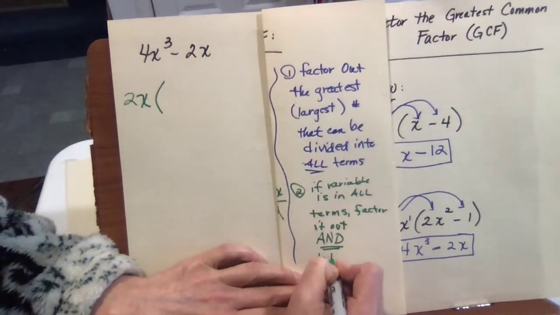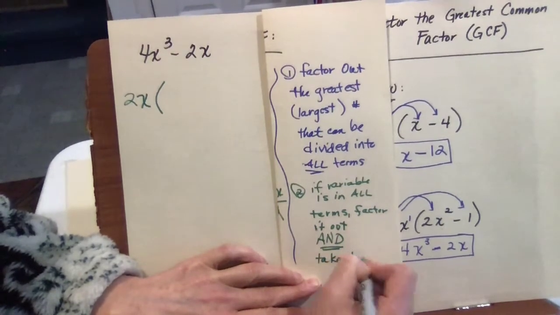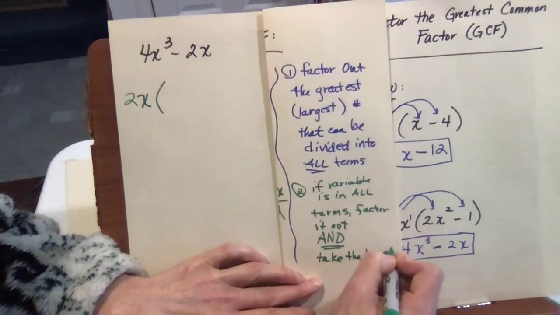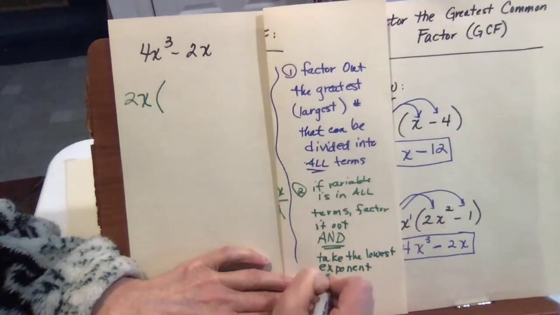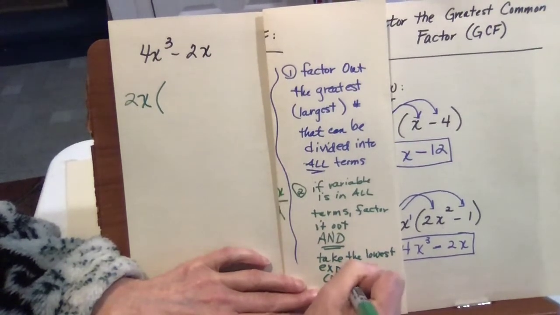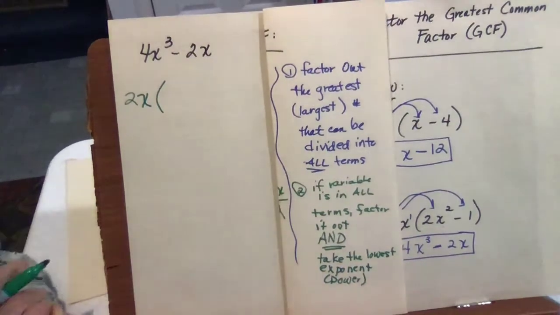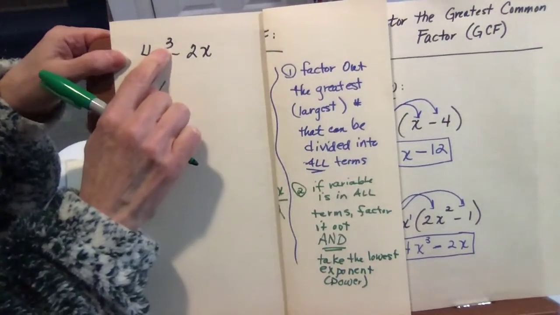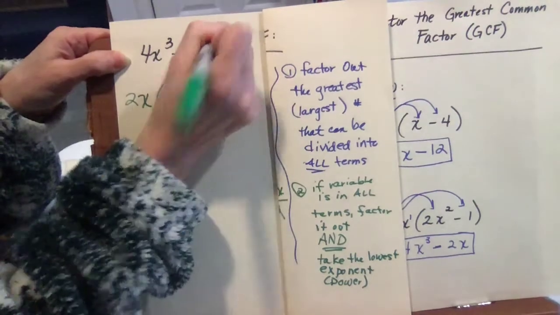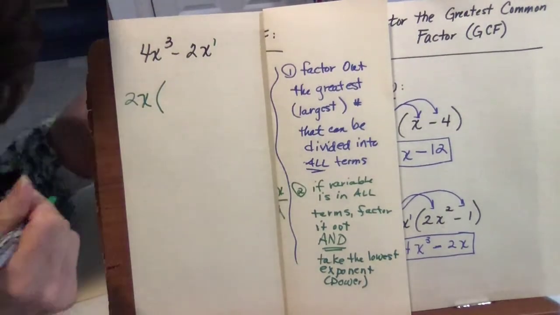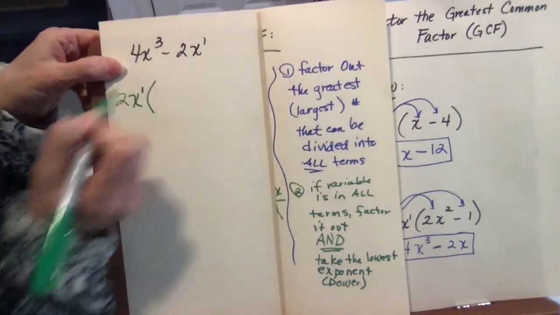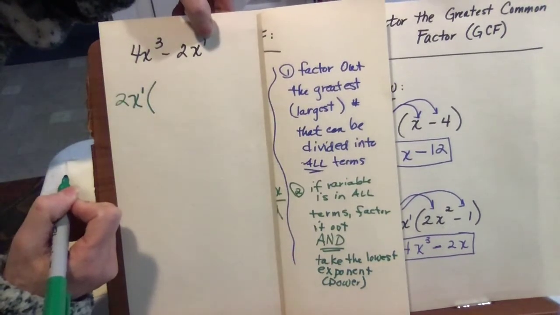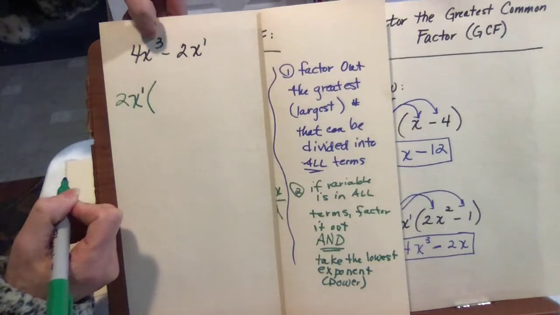Take the lowest power, lowest exponent, lowest power. Remember, exponent is our powers. Okay? Well, if we look here, we have an x cubed, and this one is an x to the first power. Put it there if you need to see it. It's perfectly fine. Okay? And we're going to only take out x to the first power because it's the lowest or smallest power that we see in the problem.